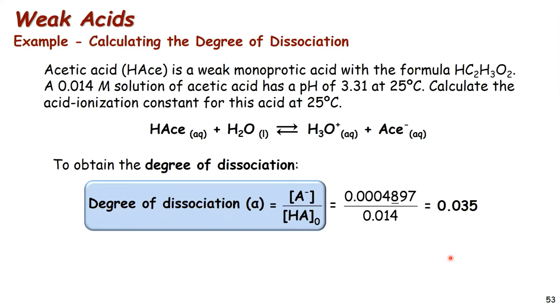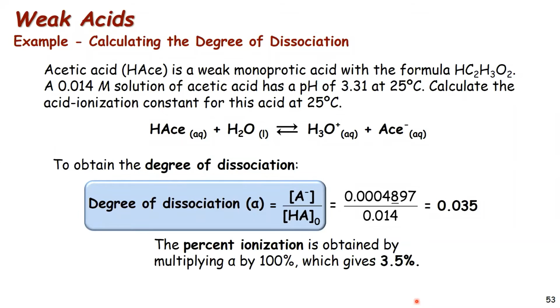Now, if we want the percent ionization, we simply multiply this by 100%. So that basically means that 3.5% of what we added into the solution actually dissociated into the hydronium and acetate anion. The rest remain as intact acetic acid molecules. They are dissolved and they're just floating around in solution, but they're still totally intact. Only 3.5% of those molecules actually dissociated.